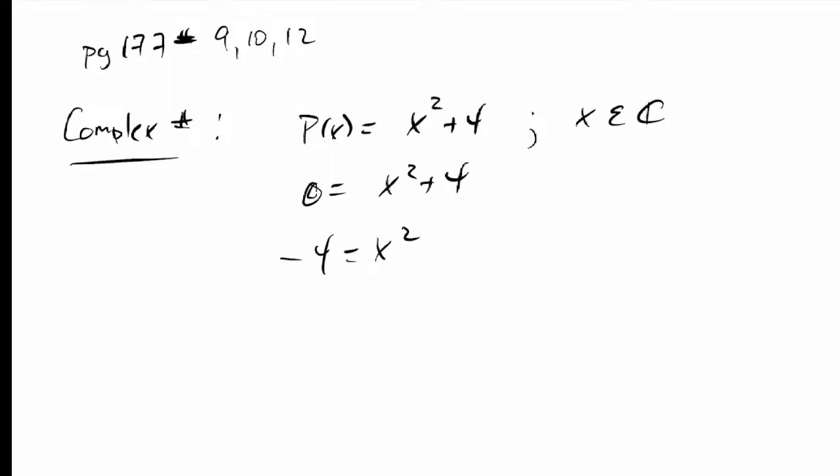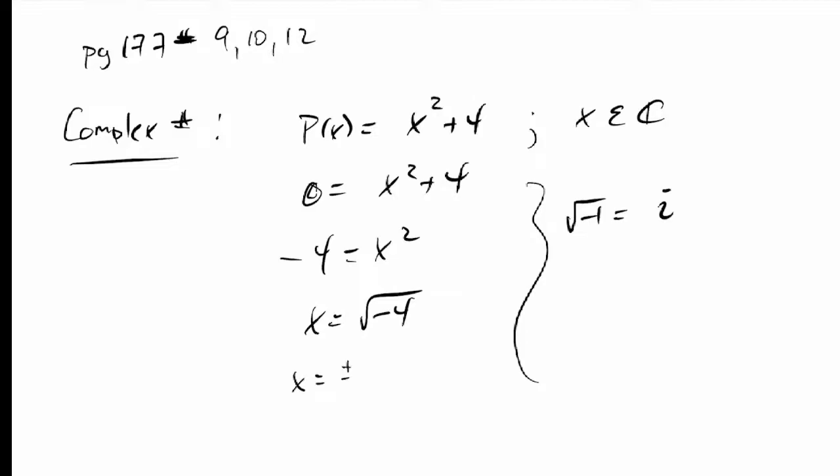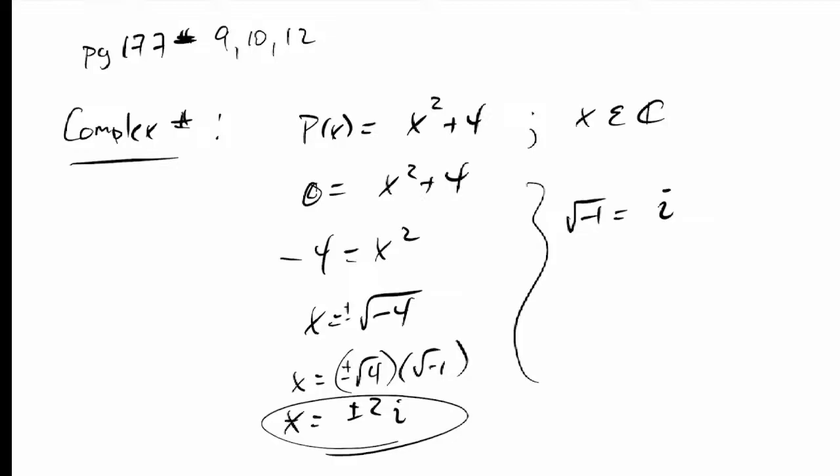There's a couple ways we did it. You can just go ahead and take the square root directly, to which you get the square root of negative 4. But you remember the square root of negative 1 is defined to be your imaginary number i. So this becomes plus or minus the square root of 4 times the square root of negative 1, and your answer here would be plus or minus 2i. That would be an example of something you should be able to do.